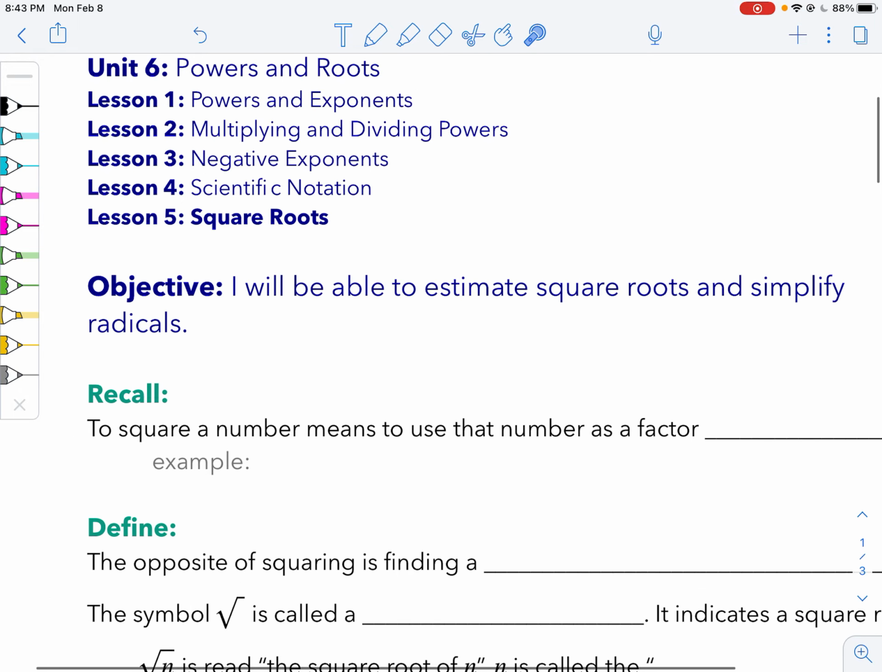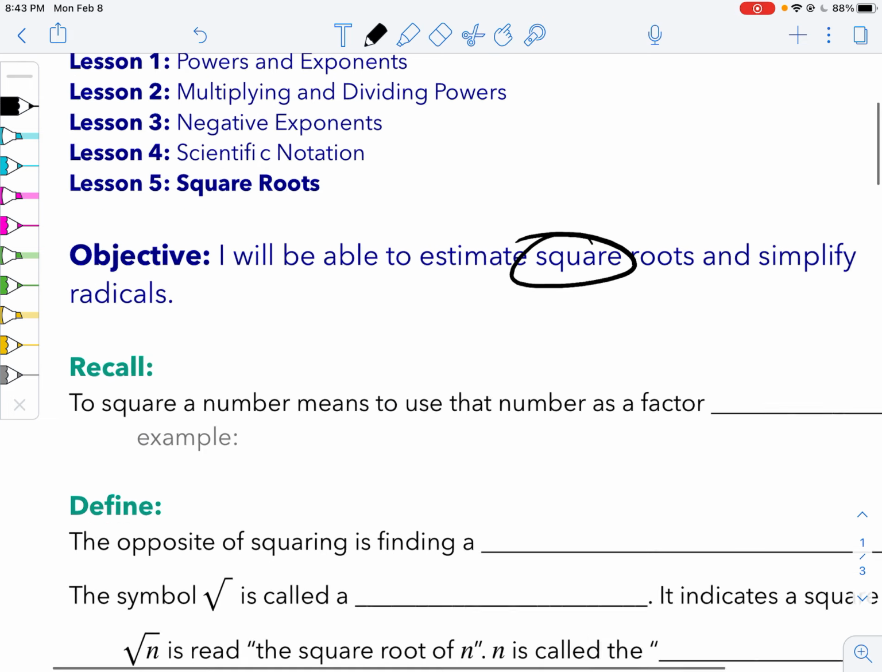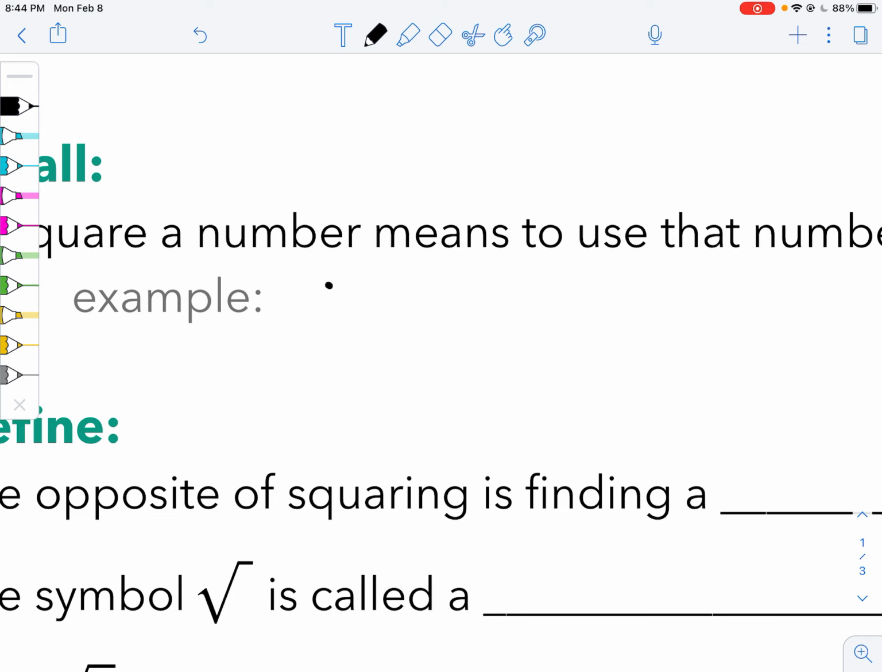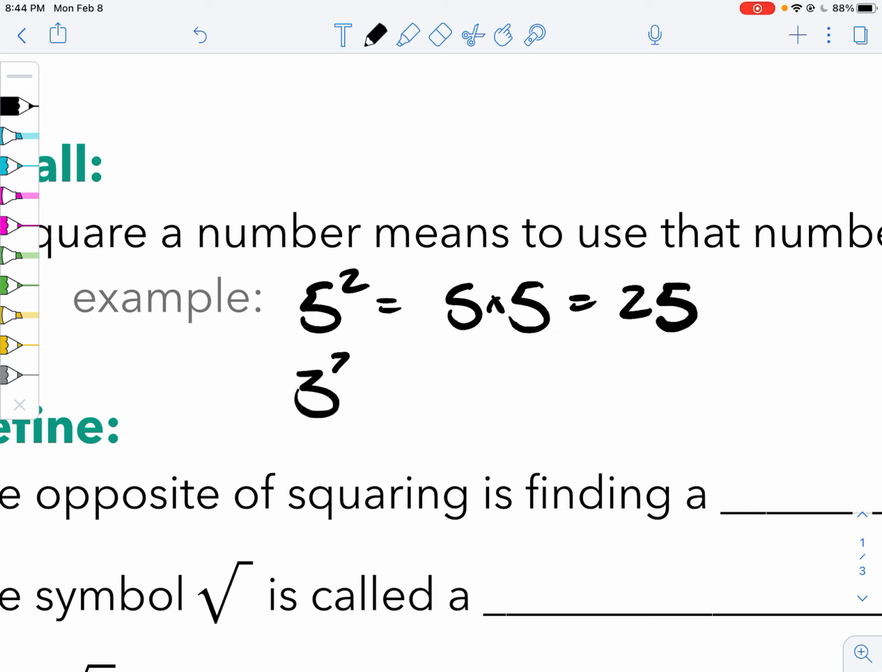So we're talking about squares today. When we talk about a square number, to square a number means to use that number as a factor twice. So if we wanted to find out what 5 squared is, well, that's 5 times 5, which is 25. Or 3 squared is 3 times 3, which is 9. So that's exciting. That's a square.